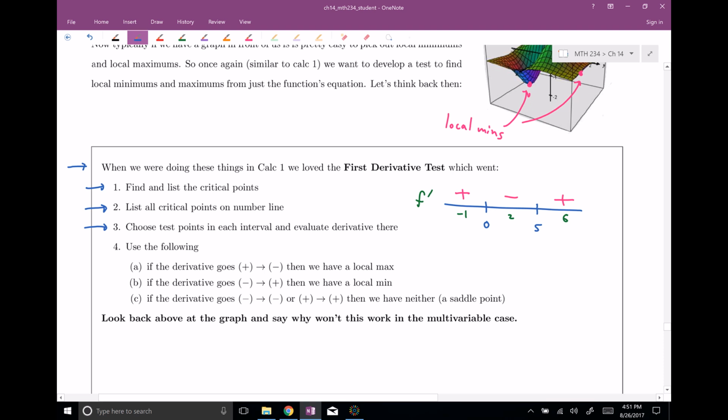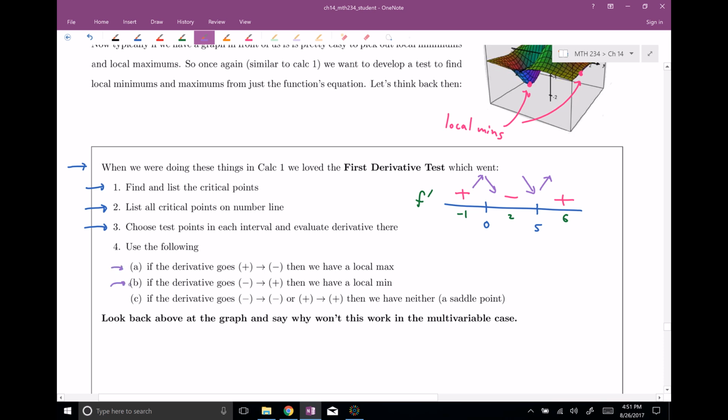And then we use the following rules. If the derivative goes from positive to negative at this critical point, then we have a max, because it would be increasing. Derivative positive means increasing, and derivative negative means decreasing. So therefore we have a max there. It looks like a local maximum. Likewise, if the derivative goes from negative to positive, negative means a decreasing function, positive means an increasing function, we'd have a minimum there. So that's this A and the B.